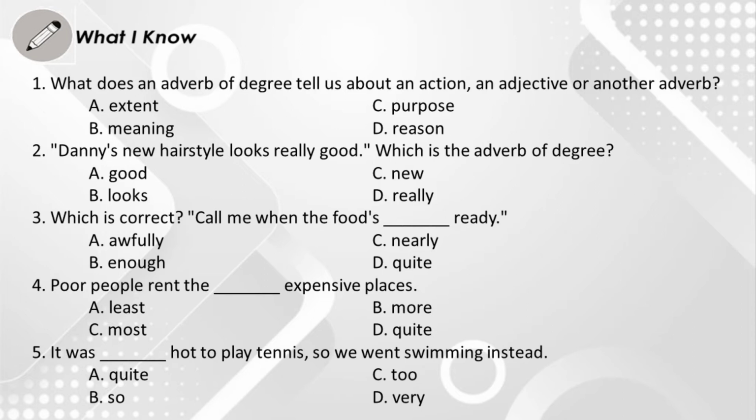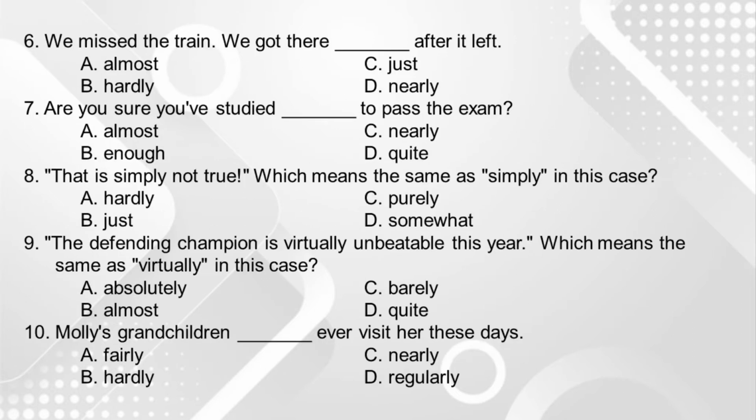C. Too. D. Very. 6. We missed the train. We got there blank, after it left. A. Almost. B. Hardly. C. Just. D. Nearly. 7. Are you sure you've studied blank, to pass the exam? A. Almost. B. Enough. C. Nearly. D. Quite.